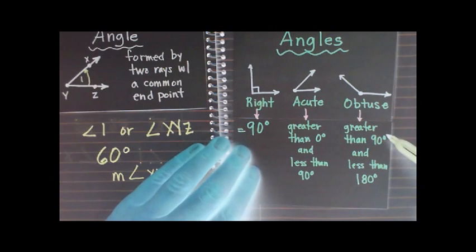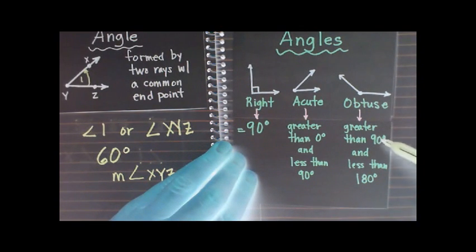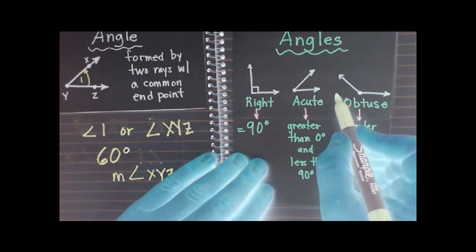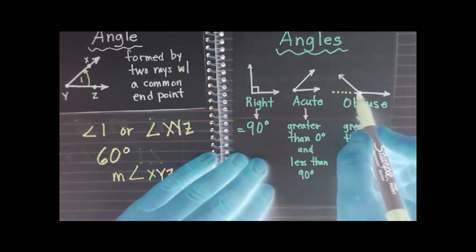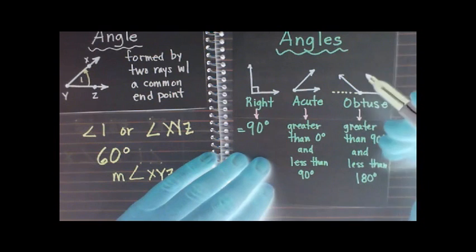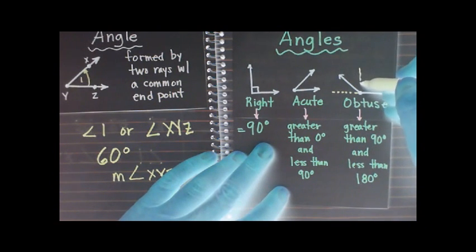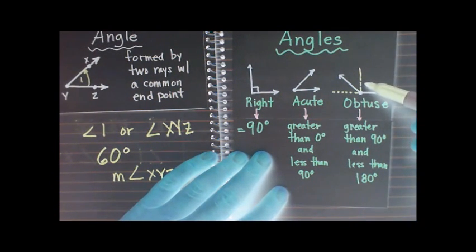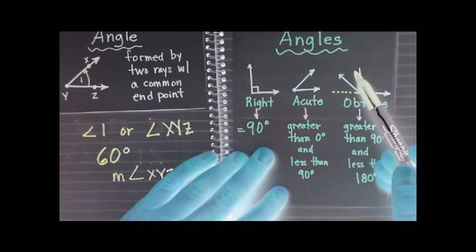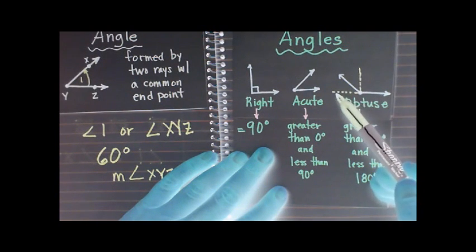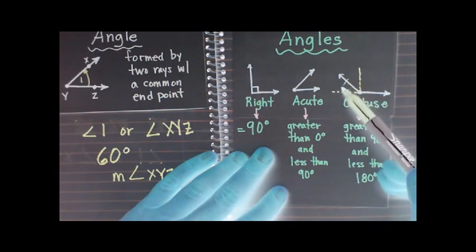An obtuse angle is an angle that's greater than 90 degrees and less than 180 degrees. So let's just draw in a dotted line for 180 degrees, and let's draw in a little dashed line for 90 degrees. An obtuse angle would be anything in this area right here. Greater than 90, but less than 180.